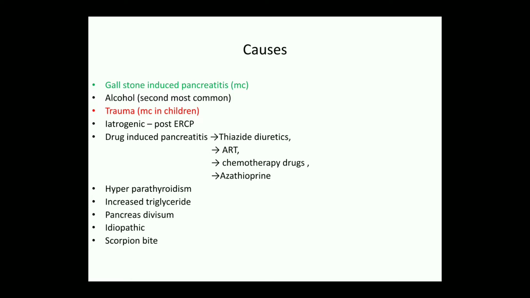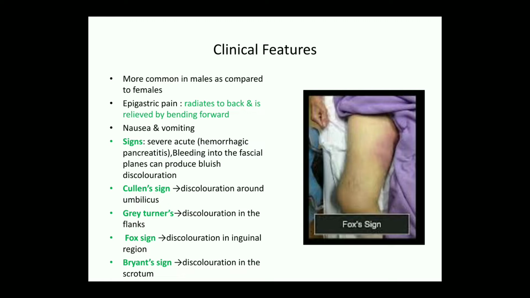So the most common cause, which is gallstone, the second most common cause, alcohol, and the most common cause in children, which is trauma, are asked in various exams. So after the causes of acute pancreatitis, these are the clinical features in acute pancreatitis.